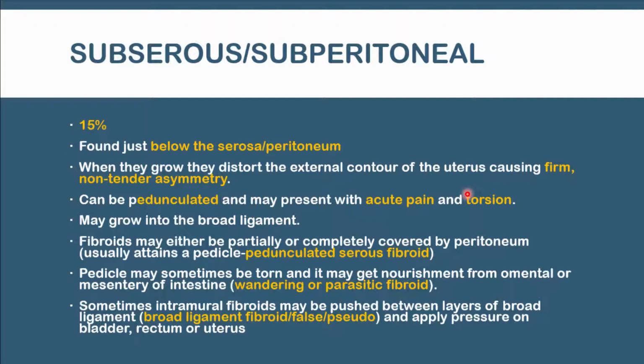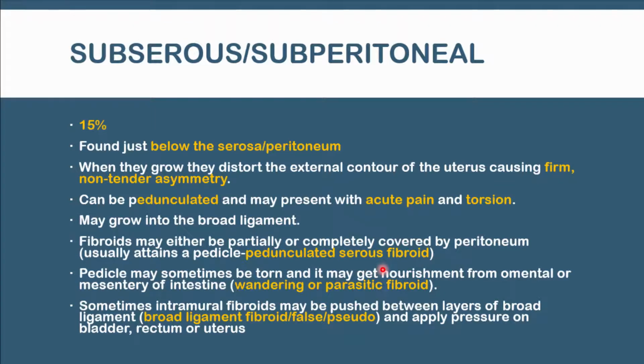Then some of these subserous fibroids can actually grow into the broad ligament. Now, if they grow into the broad ligament and they become either partially or completely covered by peritoneum, but they still remain attached to the uterus by a pedicle, you refer to those as pedunculated serous fibroids. Sometimes this pedicle can actually be torn off, such that this fibroid is now going to be solely receiving its blood supply either from the omentum or the mesentery of the intestines. Then you refer to that as a wandering, or you can call it a parasitic type of fibroid.